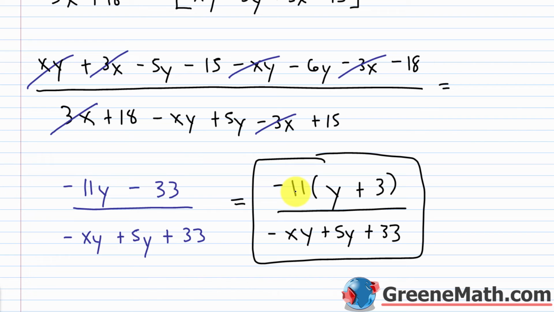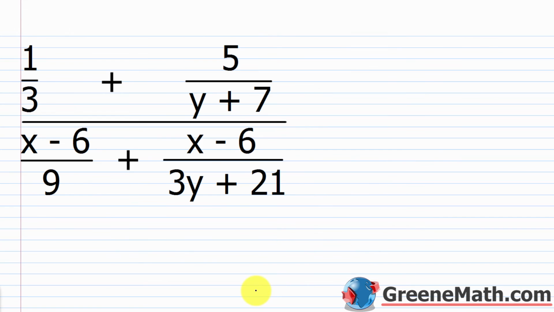So we have negative 11 times the quantity y plus 3 over negative xy plus 5y plus 33. All right, let's take a look at one more of these. Again, I think this is something that most of you already know how to do. We have 1/3 plus 5 over y plus 7, and this is over x minus 6 over 9 plus x minus 6 over 3y plus 21.